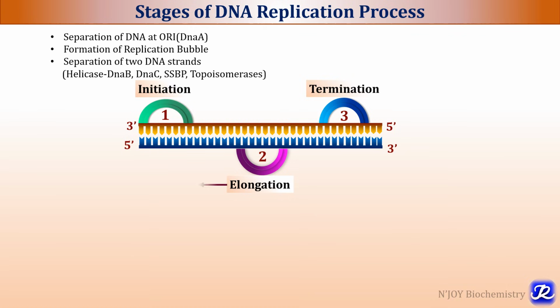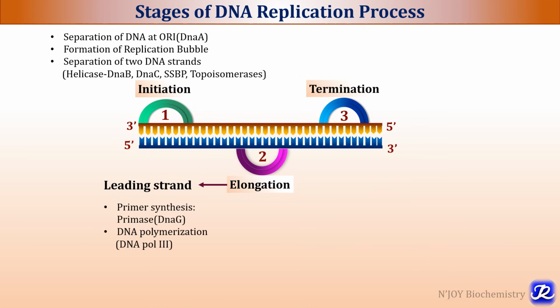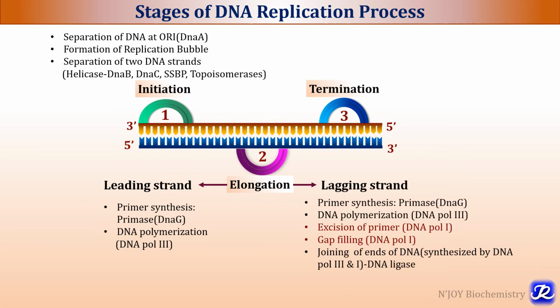Then comes the elongation. Elongation on the leading strand involves primer synthesis with the help of enzyme DNA primase, that is DnaG, and then DNA polymerase 3 causes DNA polymerization on the leading strand, which is continuous in 5' to 3' direction. While on the lagging strand, this elongation involves primer synthesis by enzyme primase DnaG, then DNA polymerization, which is discontinuous, occurs with the help of DNA polymerase 3, and short stretches of DNA are synthesized which are called Okazaki fragments.